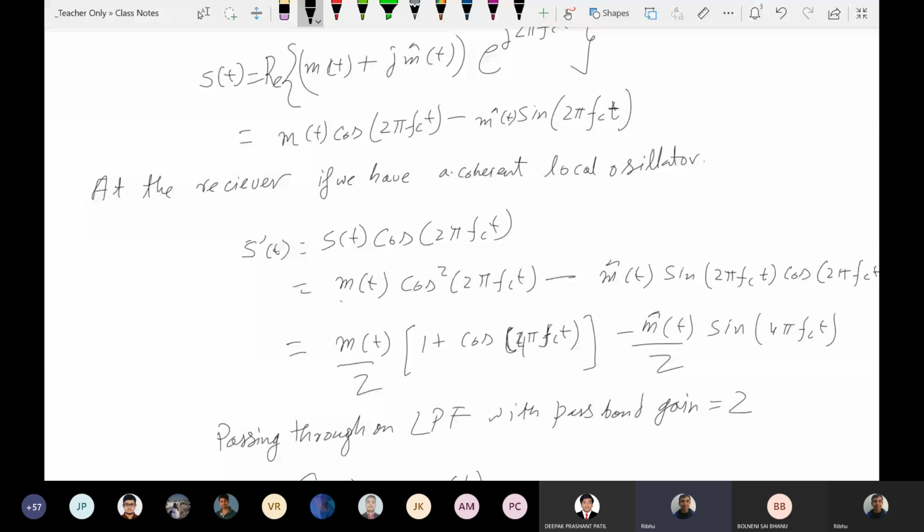I write s prime(t) as s(t) cos 2 pi f_c t. Yes, sir, that much I understood. Below that, this I simply substitute m(t) cos 2 pi f_c t minus m hat(t) sin 2 pi f_c t here.